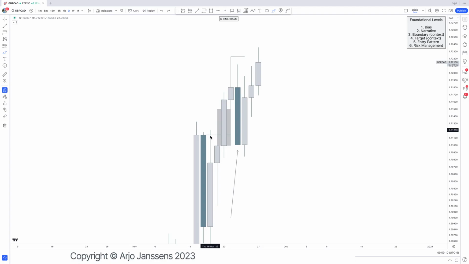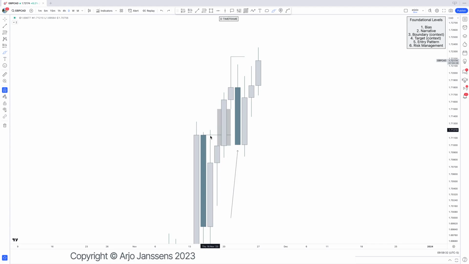Again, all things we're going to touch on way, way more. I just wanted to show you that the previous swing low can also act as a boundary. Not only as a target, it can also act as a boundary itself. And it's the same for a swing high. It can also act as a boundary. It doesn't always need to be just the target. It can also act as the boundary.